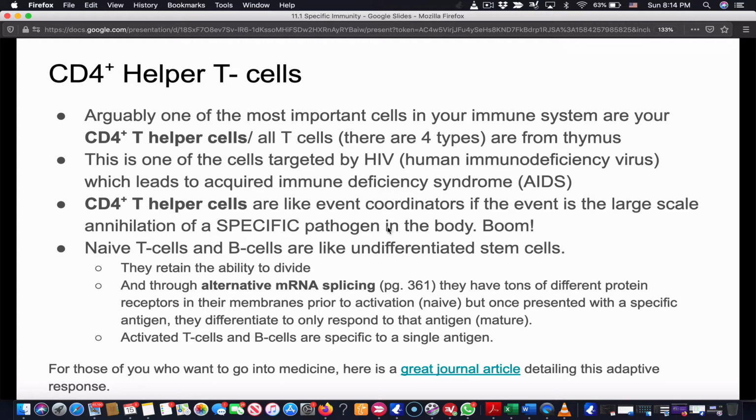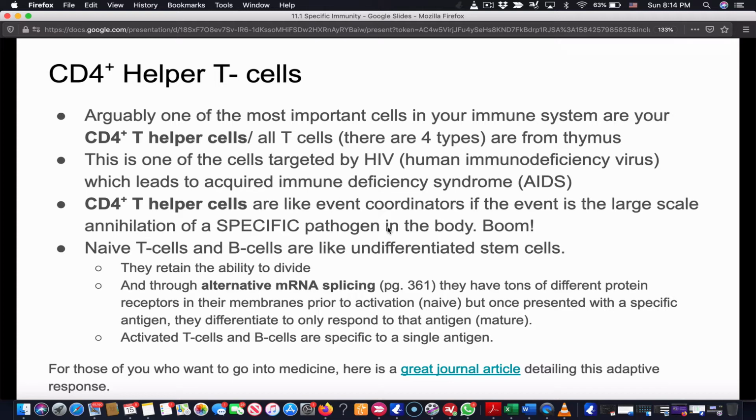Okay, so CD4 helper cells, helper T cells, are arguably one of the most important cells in your immune system. The reason for this is because they are basically the event coordinators. If you think about a wedding planner, what would happen to a wedding if all of a sudden the wedding planner was taken out somehow? Think about all of the things that they do. They basically cause everything to happen. And that's the purpose of this CD4 T helper cell.